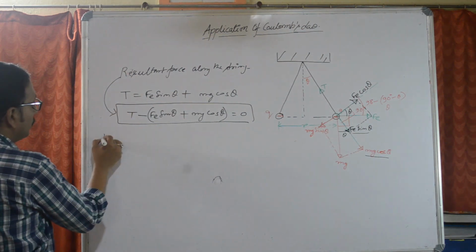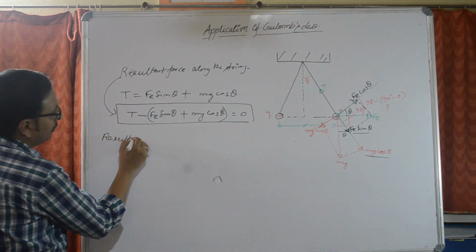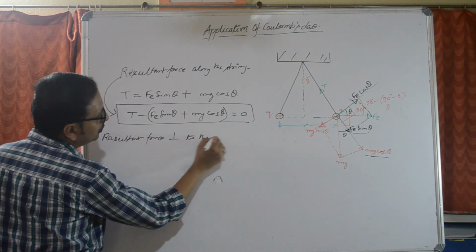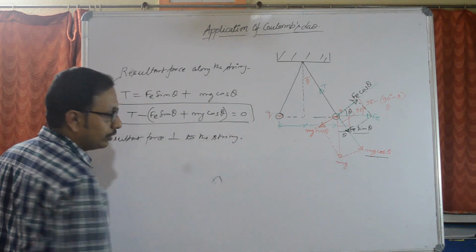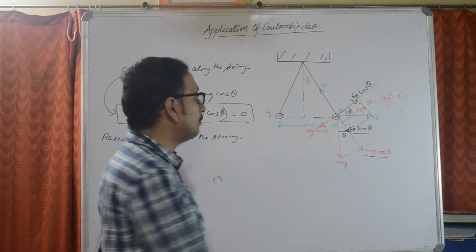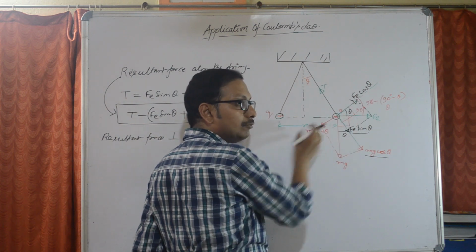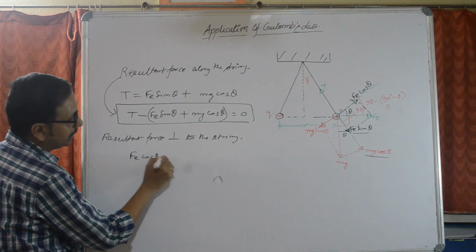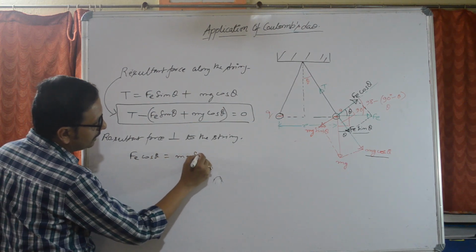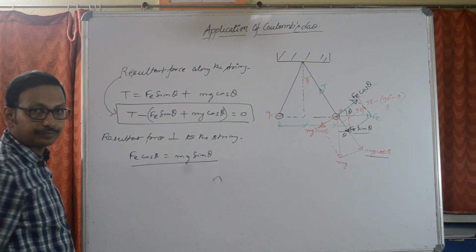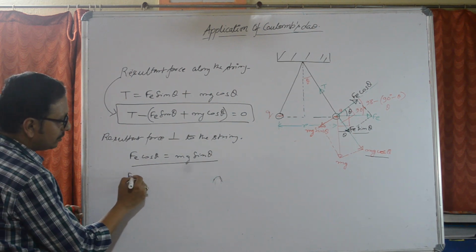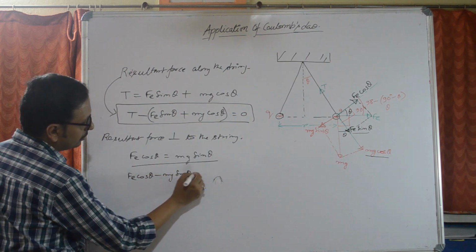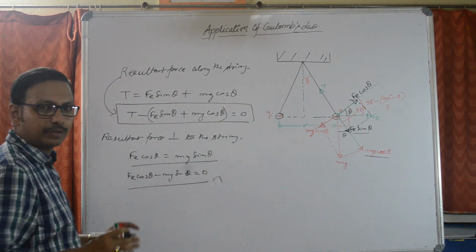Now the resultant force perpendicular to the string. In this case also we have considered equilibrium, that means this one is neither moving up nor moving down. So in that case you will have Fe cos theta equal to mg sin theta. Clear? You can write it in this way also, the resultant Fe cos theta minus mg sin theta will be equal to 0. You can also write it in the reverse way, both are the same only.